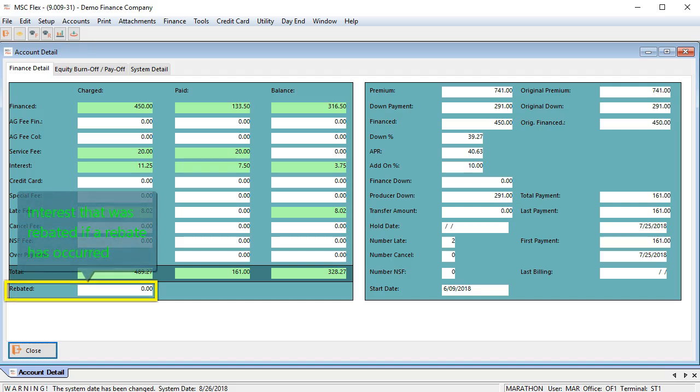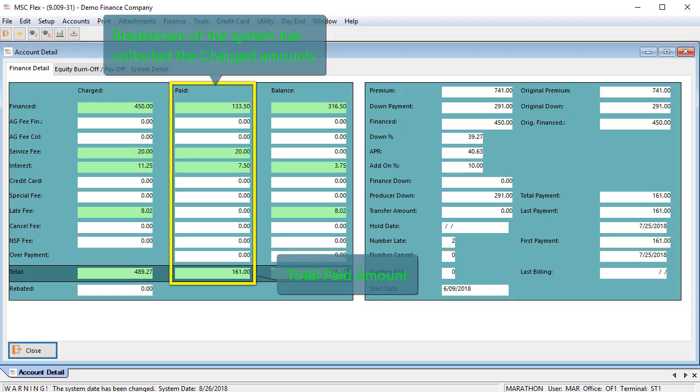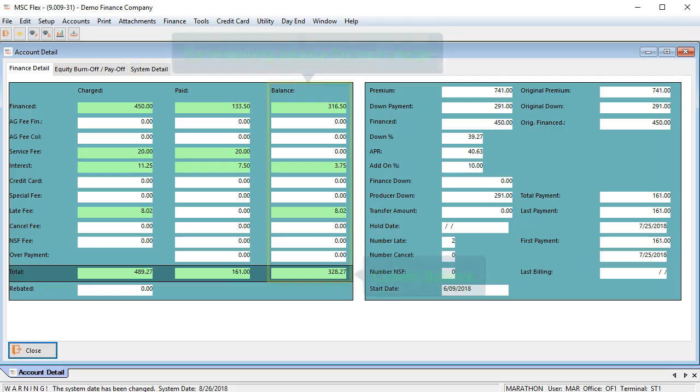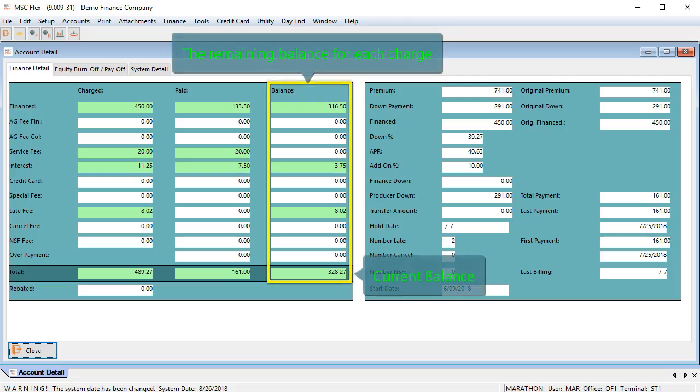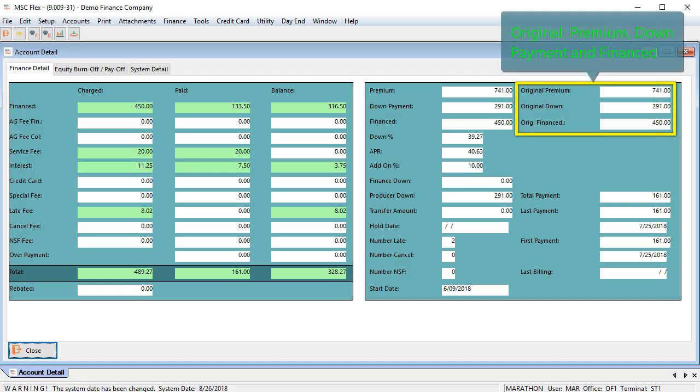This is the amount of interest that has been rebated if a rebate has occurred. The total paid column is a breakdown of how the system has collected the charged amounts. The balance column shows the remaining balances for each charge. The premium and down payment amount, along with the amount financed, are displayed here. The original premium, original down payment, and original financed amounts are shown here.